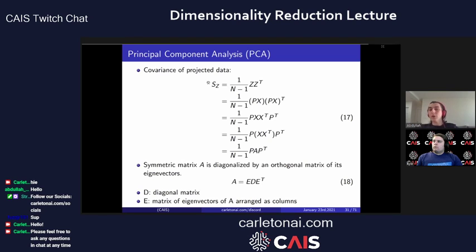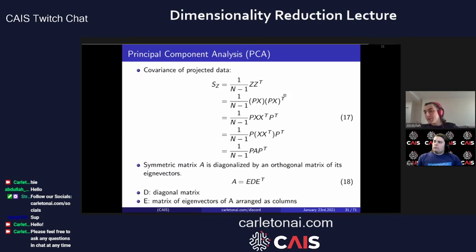So let's go back to our goal. We would like this covariance matrix to be diagonal, which means we want all the off diagonal terms to be 0, because that would mean our features are linearly independent of each other. Now, by definition, S_Z is 1/(n-1) Z multiplied with itself transposed, right? But we know Z equals PX. So we plug in PX in both sides, right?